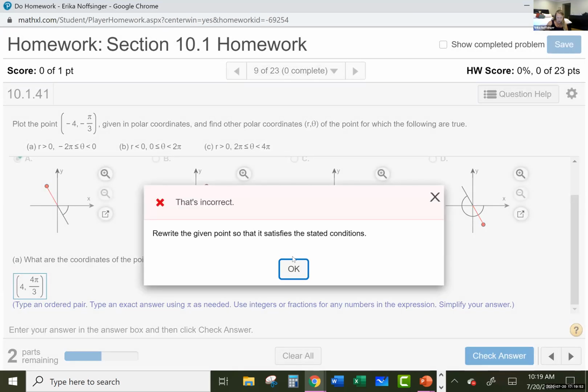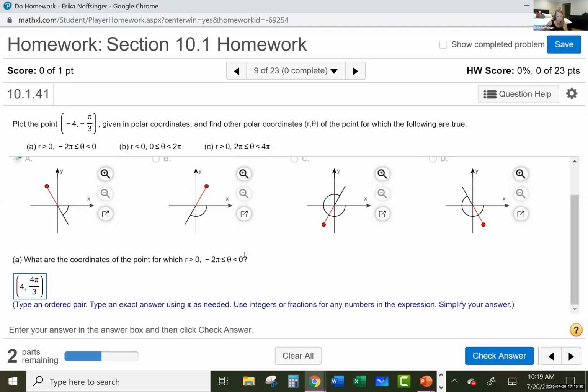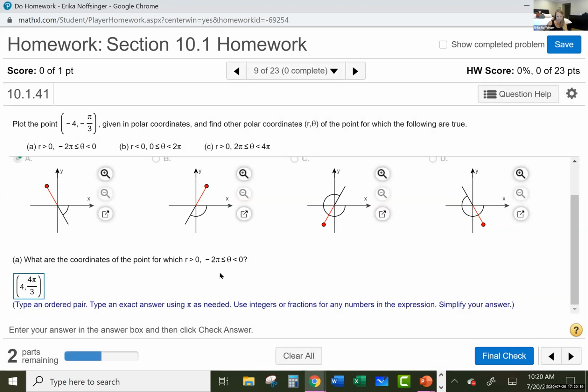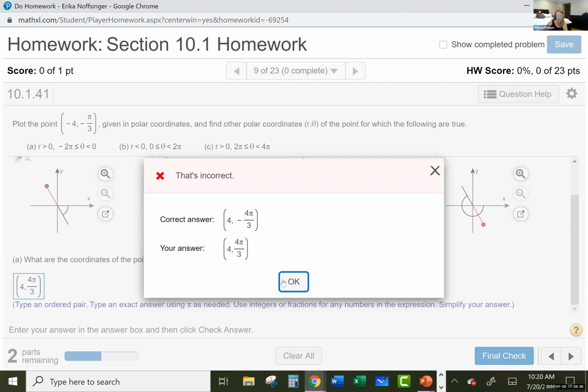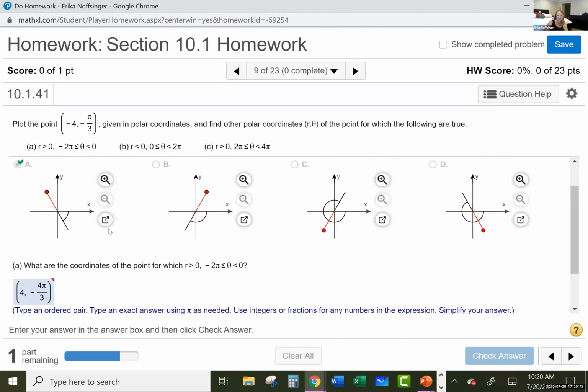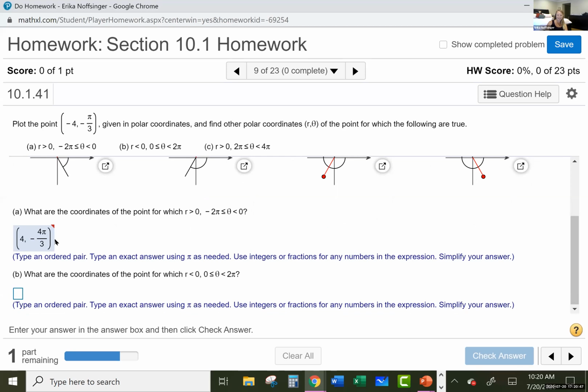Oops. Rewrite the point as it satisfies this. So π/3 plus 3π/3, that's right. Let's see what they have. Type the ordered pair, type the exact answer using pi. Use integers or fractions. Let's just see what it says. Oh, duh. Didn't I say that had to be a negative angle? Okay. Anyway, I didn't put it there.